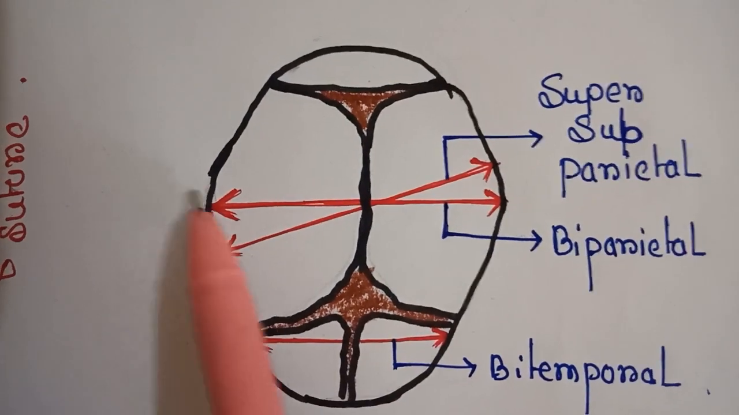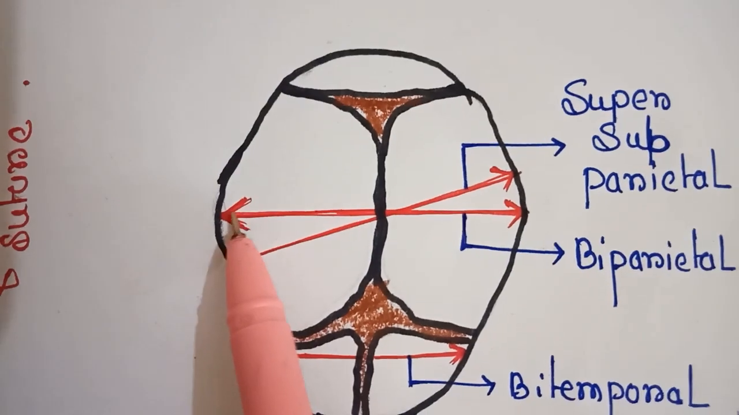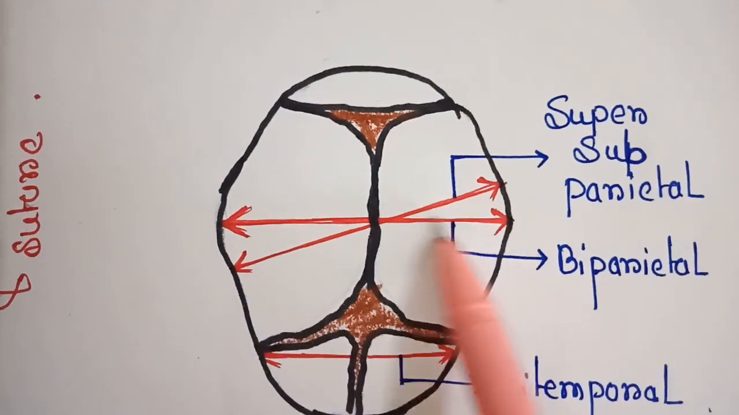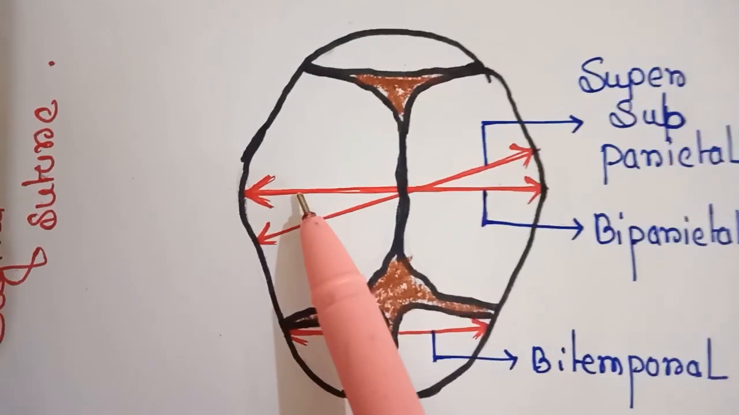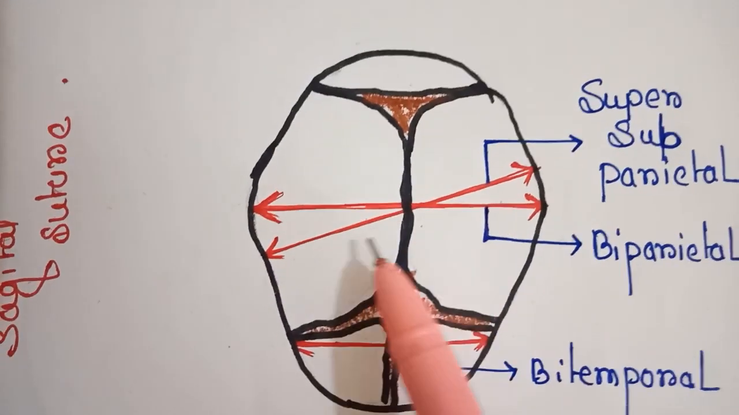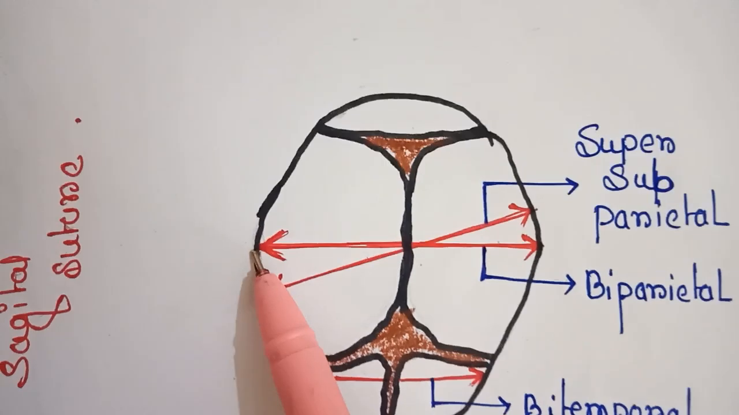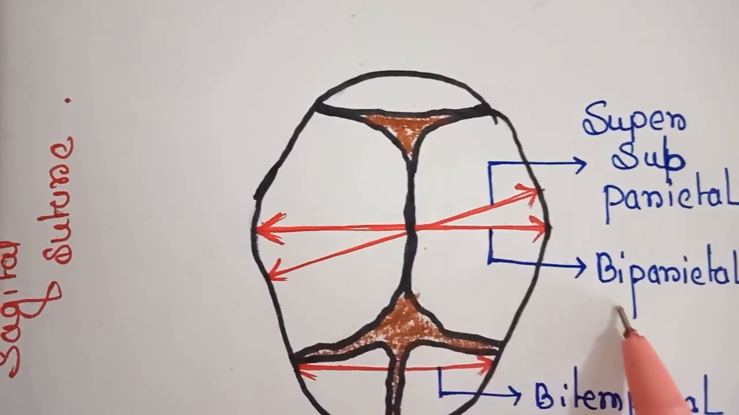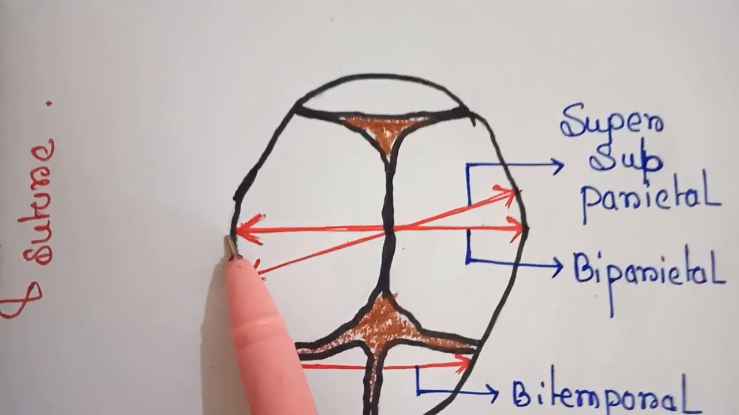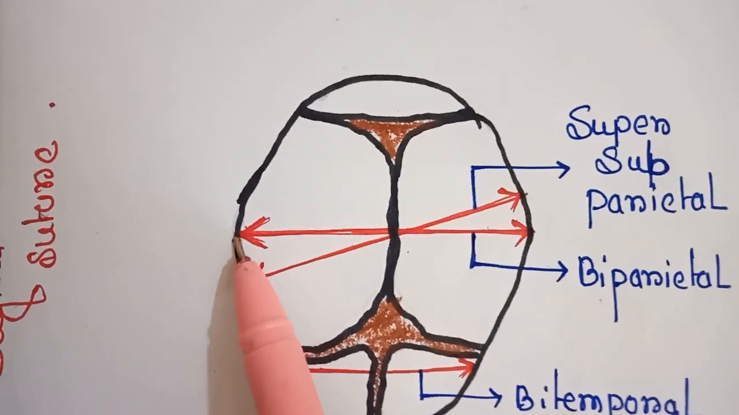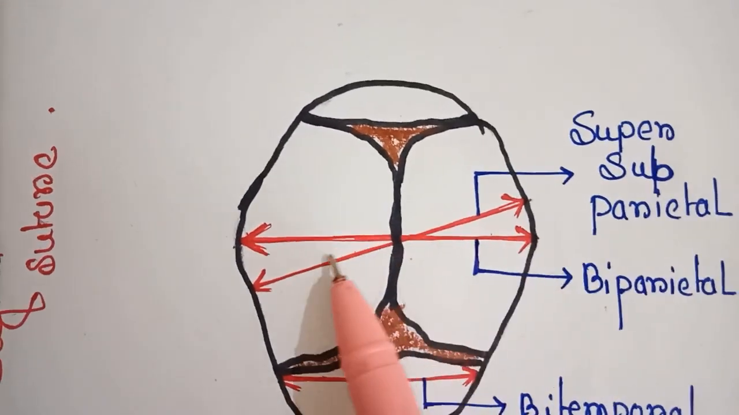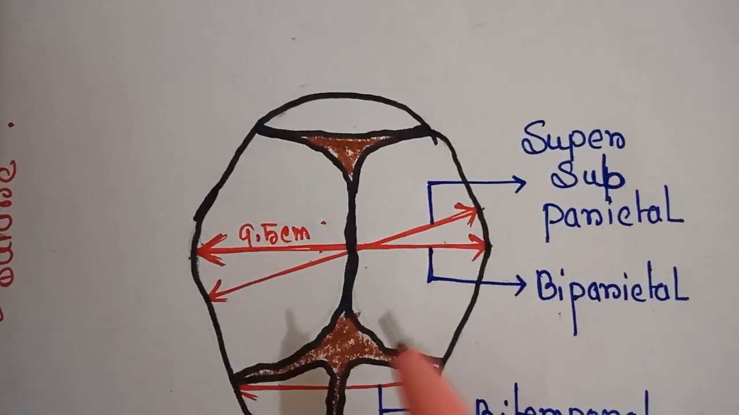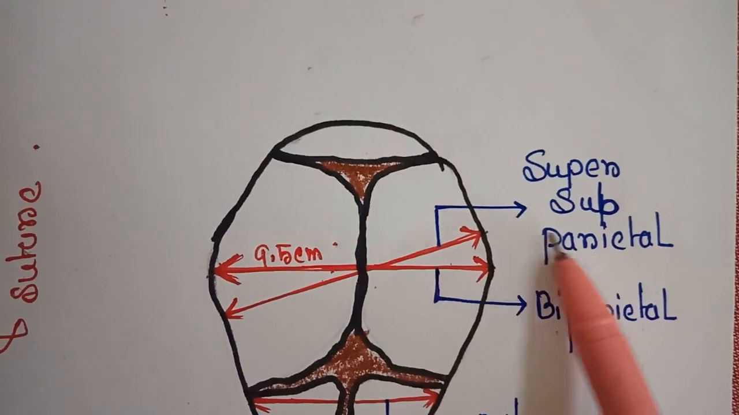At first, the biparietal diameter. This is the fetal skull diagram and this is the biparietal diameter. The biparietal diameter is the distance between the two parietal eminences. This is the parietal eminence, and this distance is 9.5 cm. Next, the super subparietal diameter.